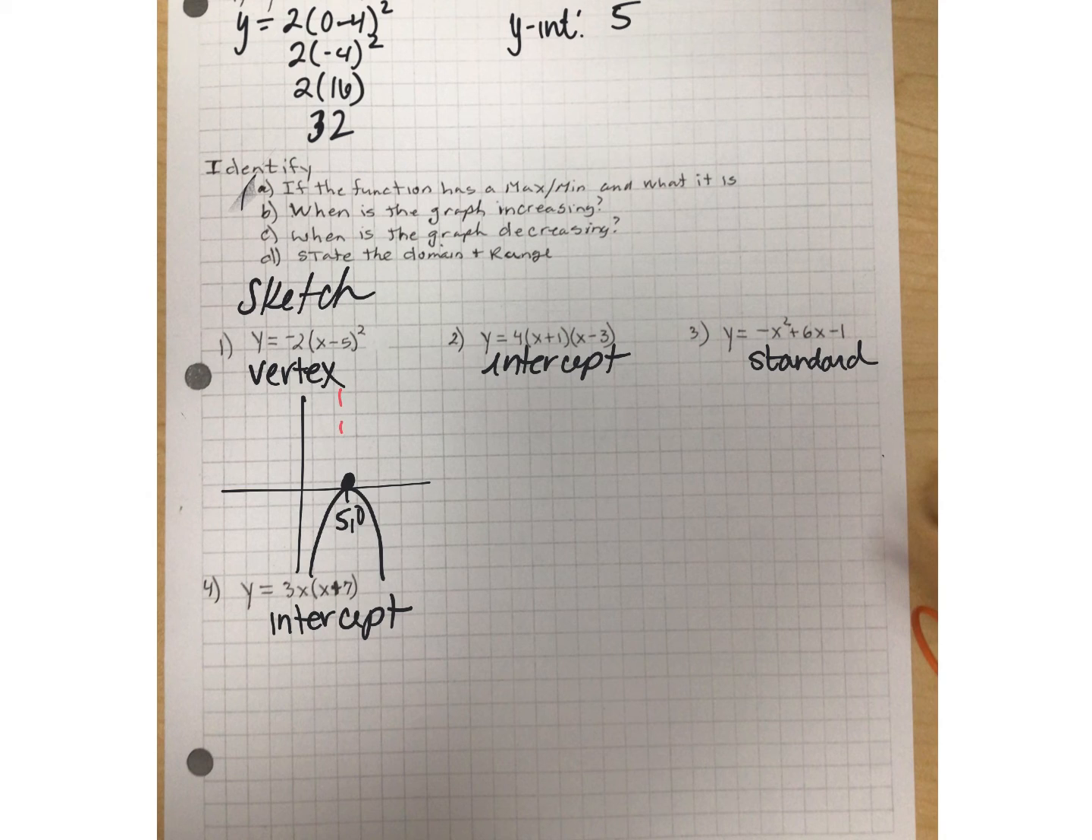Okay, you have your axis of symmetry through there. Negative in front tells me it opens down. If there's no negative, it opens up. Number 2, my intercepts are at negative 1 and positive 3. I just broke my rules about drawing. It's a sketch, but this one.